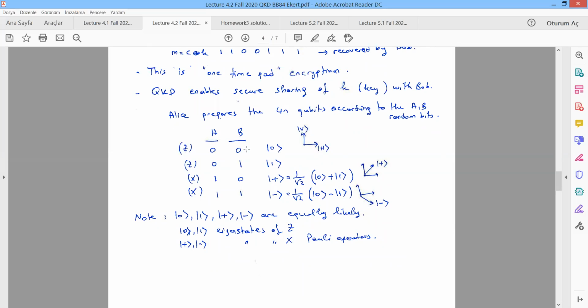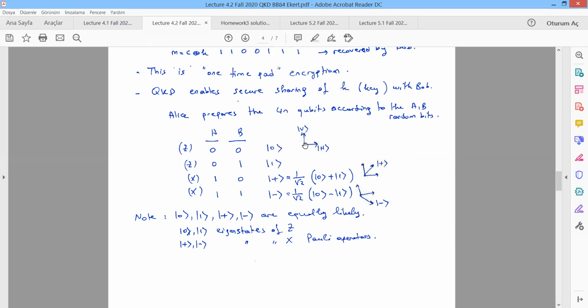So if A and B are 0, 0, Alice encodes cat0. If A and B are 0, 1, Alice encodes the qubit as cat1. So these are V and H, right? Vertical and horizontal. These are the eigenbases. It is 0 and 1, but now I assumed we are using photons as qubits.